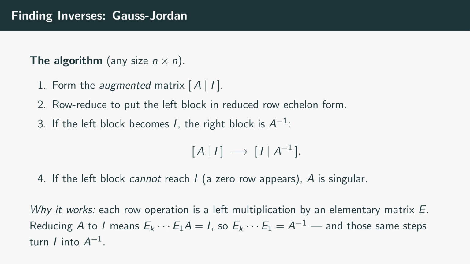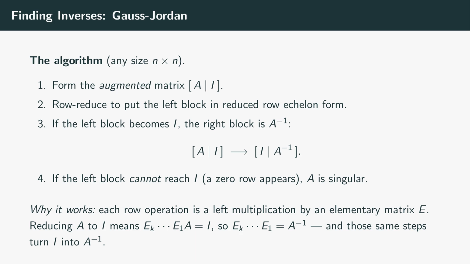If you succeed, if the left block becomes the identity, then the right block has magically turned into A inverse. The block A bar I has become the block I bar A inverse. If instead the left block can never reach the identity because a row of zeros appears, then A is singular and has no inverse. Why does this work?